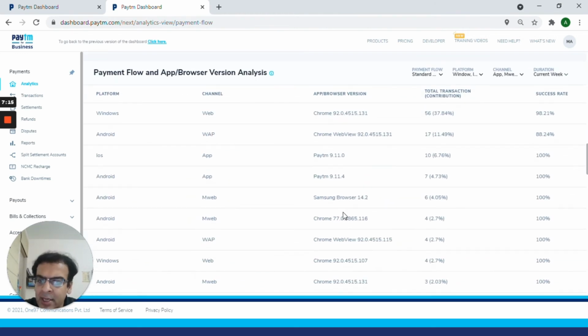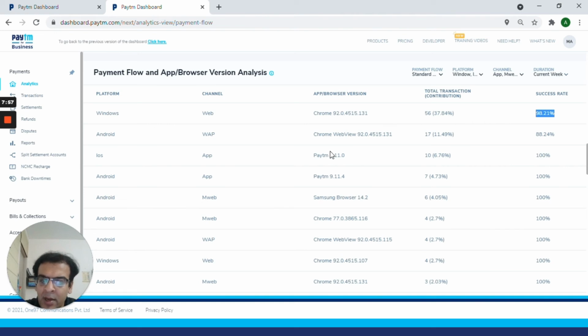Now moving on to the next section, we have payment flow and app and browser version analysis. In this section, we show the top app and browser versions from where the transactions are coming, what the contribution of those browser versions is, and what the success rate is through those browsers. This will help you figure out which browser versions are performing best and which are performing worst in terms of success rates. Now, as you can see, this is the browser version which has the maximum transactions for the selected time period and for the selected payment flow, and it has a success rate of 98%.